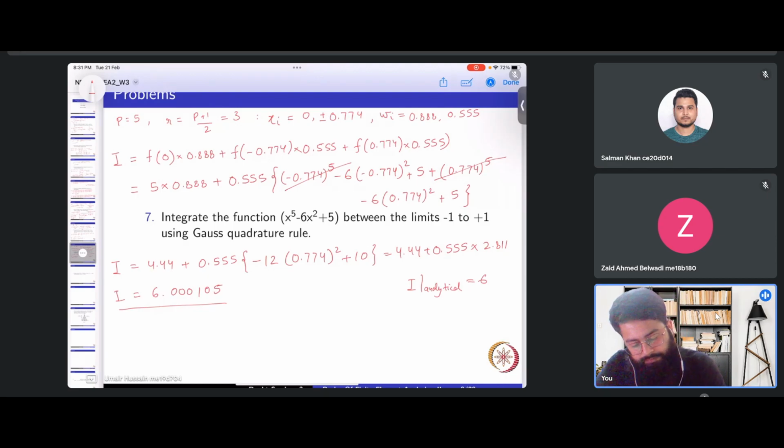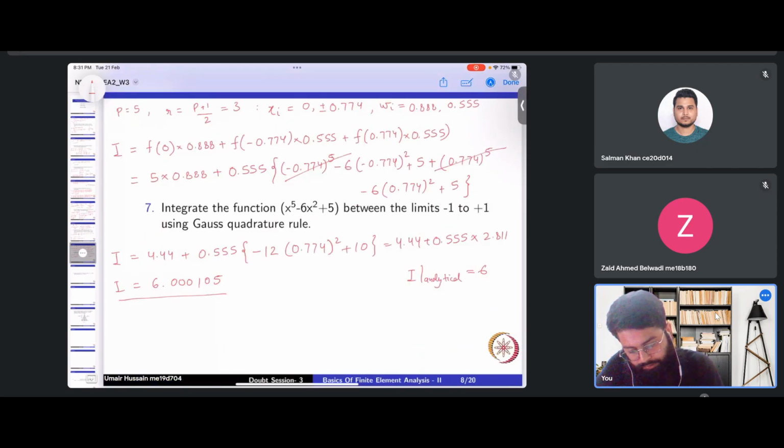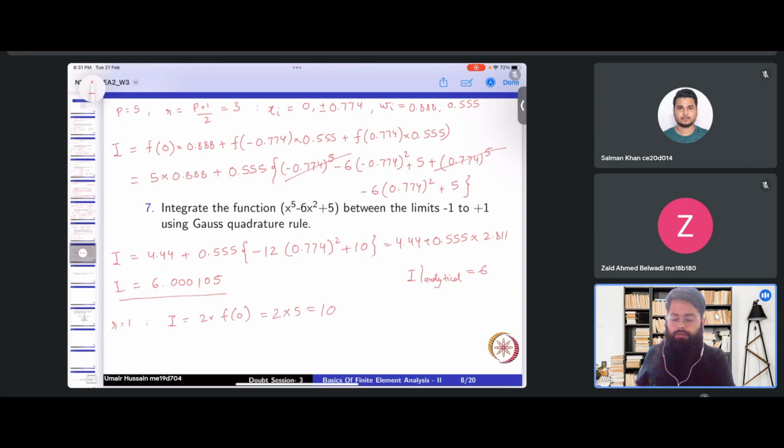So we can check this one again with just one Gauss point. If we try it with r equals to 1, our integral is 2 times the value of f at 0. So the value of f at 0 is 5. We get 2 into 5, it's 10. So this value is pretty off, quite far from the actual value. It's an error of minus 4, 4 actually.